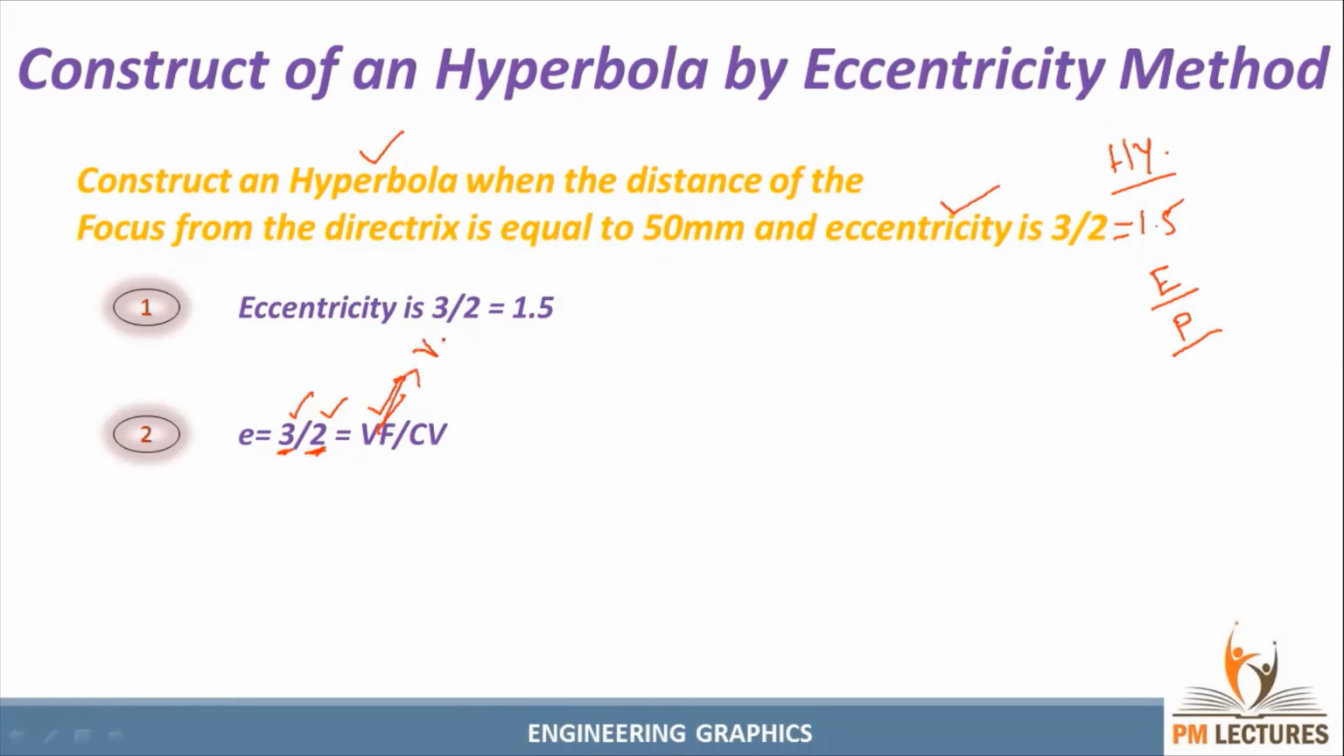So what is meant by V? V is the vertex. F is the focus, and V again means vertex. Then what is meant by C? The first step for this problem is to draw a vertical line. You can call this line the directrix. A line has two points, a starting and an ending point, and we give them names. This one is A and this one is B.